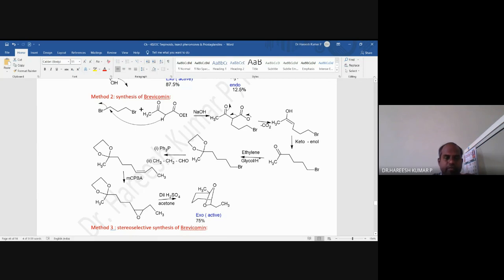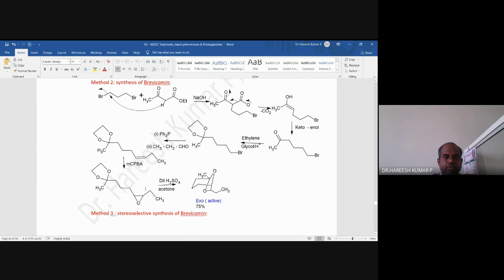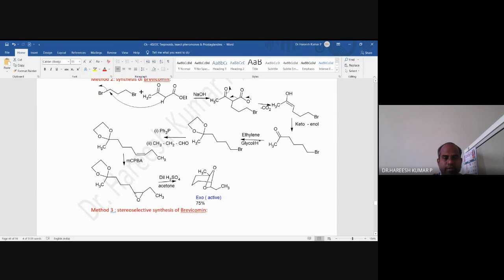Metachloroperbenzoic acid. So what will it do? It will convert this double bond to an epoxide, and this epoxide is treated with dilute sulfuric acid. You know that dilute sulfuric acid acts as a source of proton, and then there will be a ring closure.